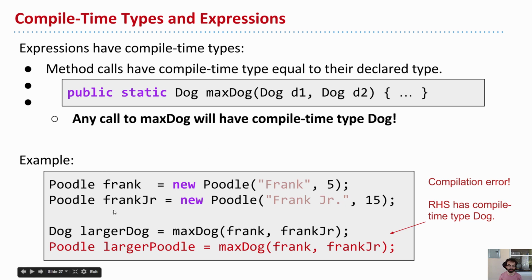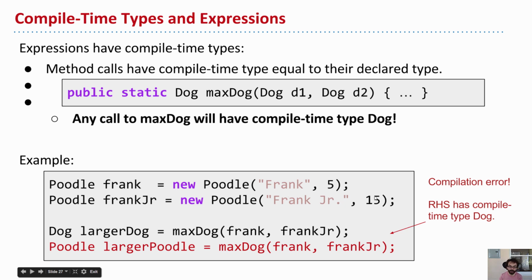Here's an example to make it clear what I mean. So here's Frank and Frank Jr. They're both poodles, right? In this case, let's assume Poodle is a subtype of Dog, which makes some sense. Now we can call Dog larger = max(d1, d2), and because a poodle is a dog, we're able to copy the bits that have the addresses of Frank and Frank Jr. into the D1 and D2 variables. Okay, that's totally fine. A poodle is a dog, so you can go this direction perfectly fine. This expression will return the address of either Frank or Frank Jr. In this case, it'll be Frank Jr.